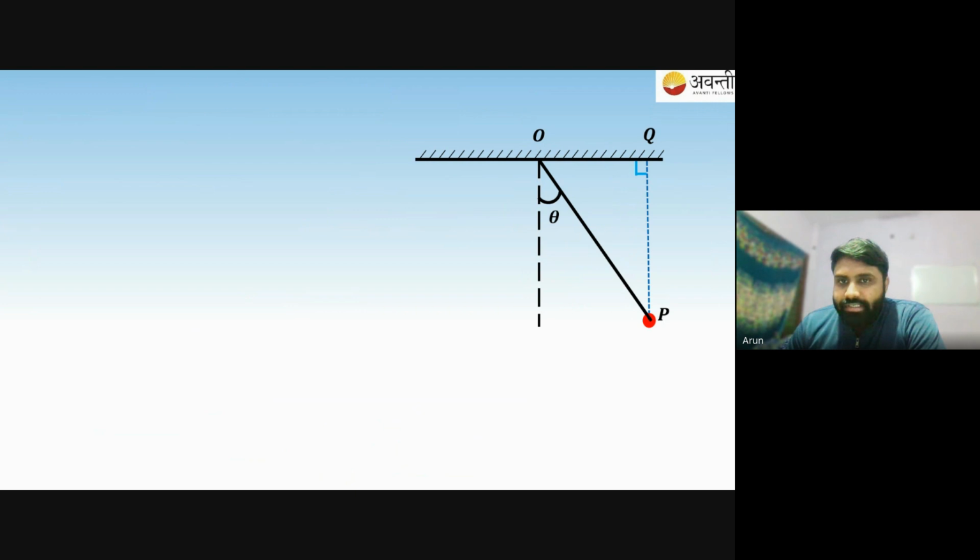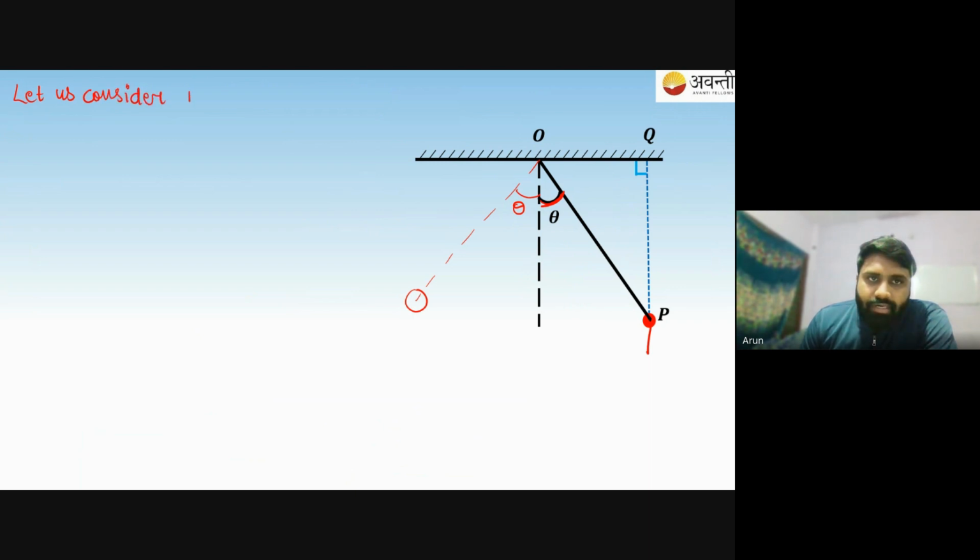Now, let's say at the extreme point, this is the angle theta at some point, and maximum it goes to theta naught, and the same way it also goes up to theta naught on the other side. Let us consider the mass of the bob is equal to small m. So the weight will act in downward direction. So the force will be mg here.